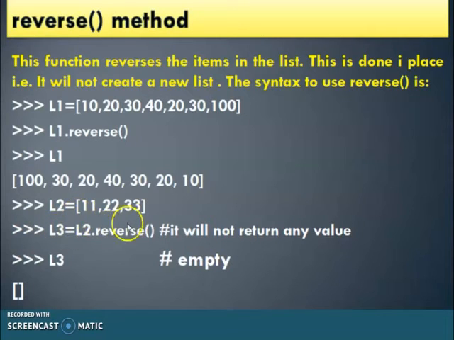See, L2 is equal to 11, 22, 33. Then L3 is equal to L2.reverse. That means it will not return any value. L3 is equal to None, empty.